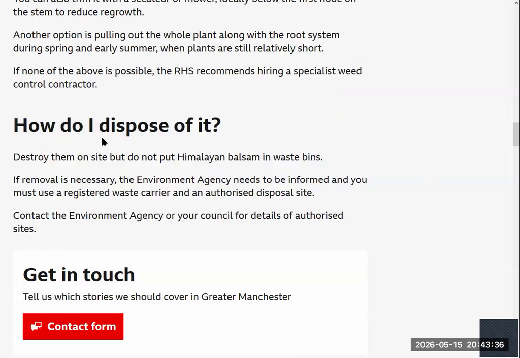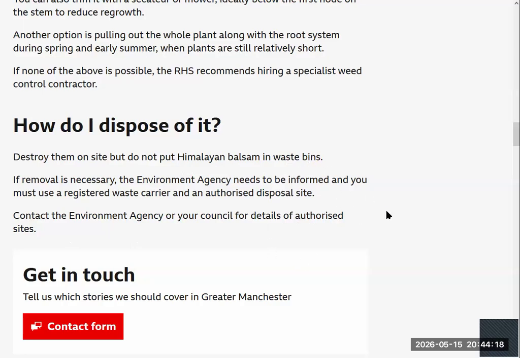So it says, how do I dispose of it? Destroy them on site, but do not put Himalayan balsam in waste bins. If removal is necessary, the Environment Agency needs to be informed, and you may use a registered waste carrier and an authorized disposal site. Contact the Environment Agency or your council for details of authorized sites. There we go. Anything there?